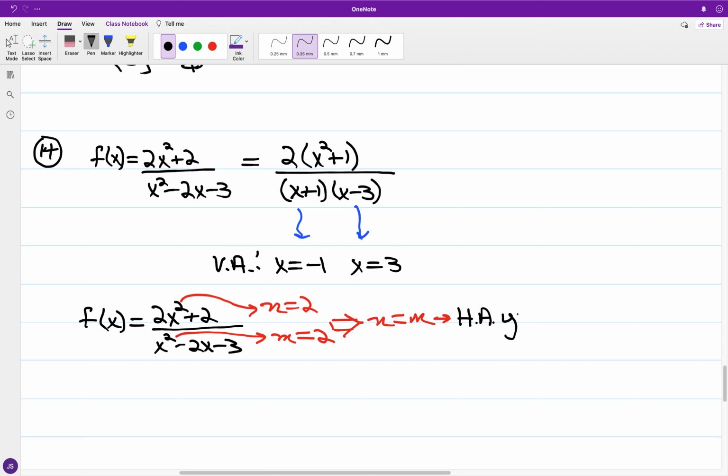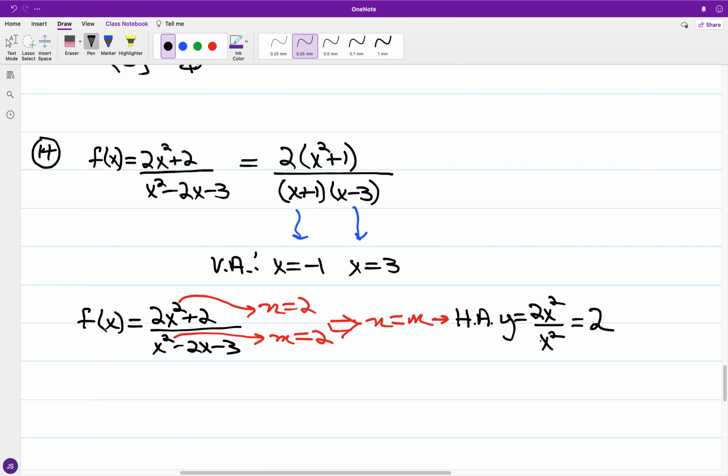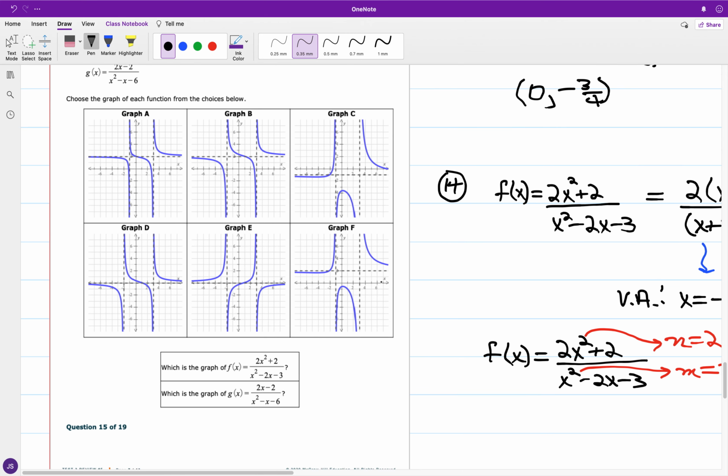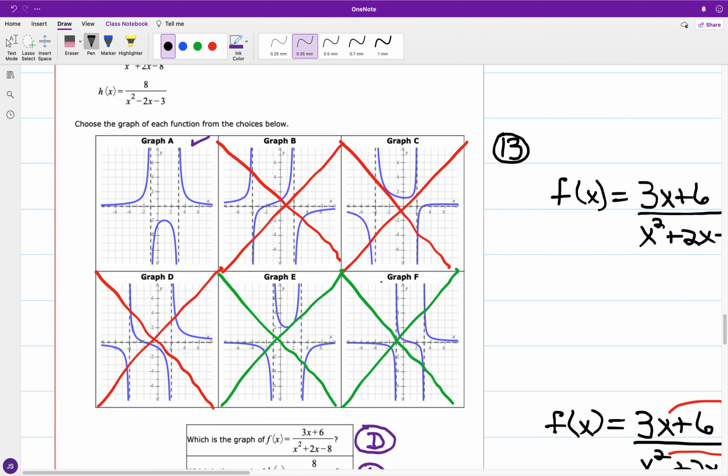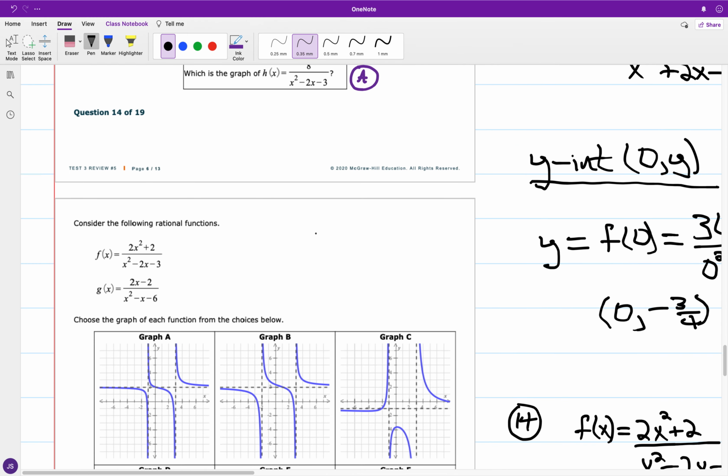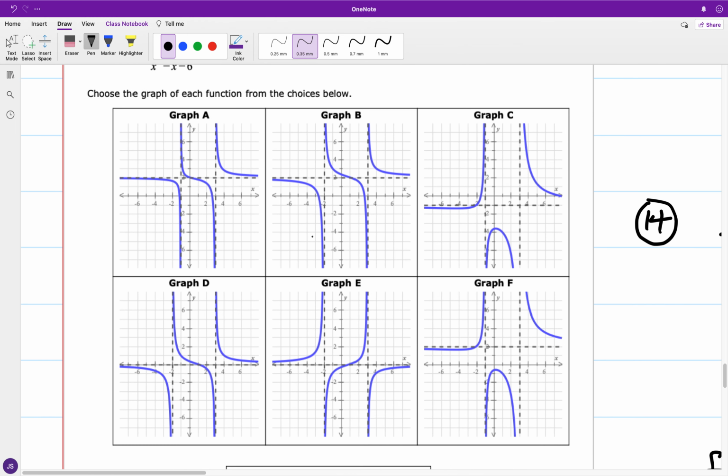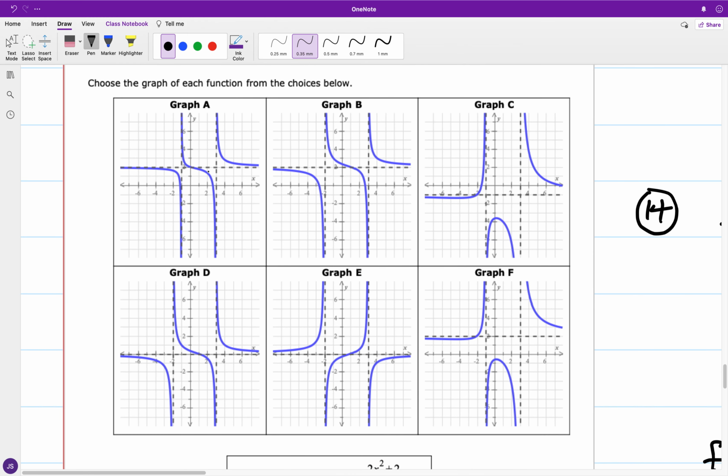And so y is going to be the constant formed as we take the ratio of the highest degree terms from the numerator and denominator. So we have 2x squared over x squared. So we got a 2-to-1 ratio, so we have that y is equal to 2. So we got these three asymptotes for item 14: x at -1, 3, and y equal to 2. So A is in the running.